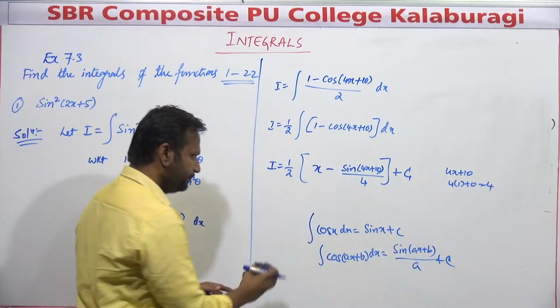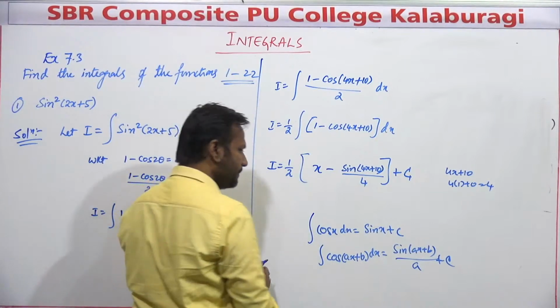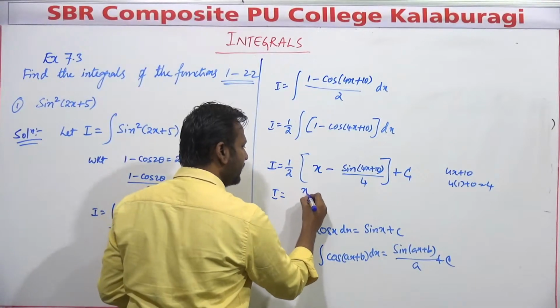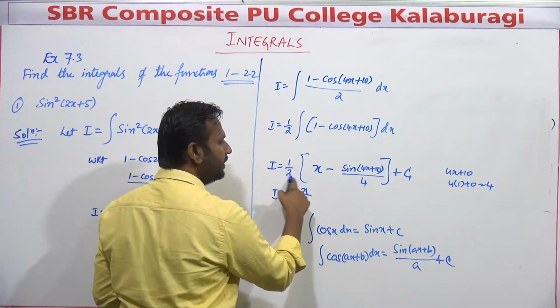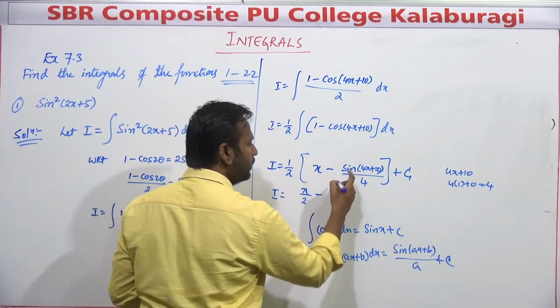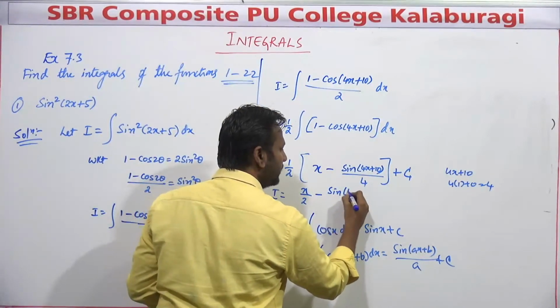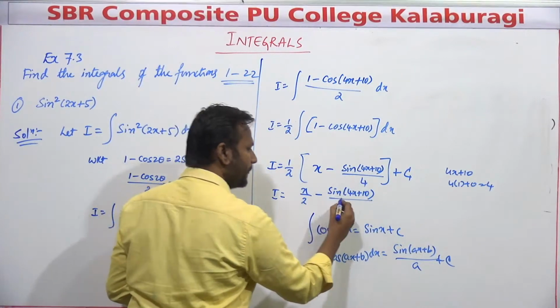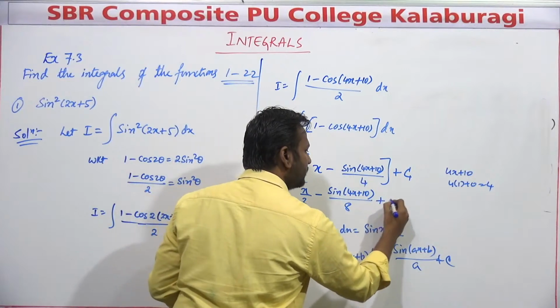Okay? Now, further you simplify. 1 by 2 into x is x by 2. Numerator into numerator, denominator into denominator. x by 2 minus 1 by 2 into this one here. 1 into sine of 4x plus 10 is the same thing, divided by 2 4s are 8, plus c.